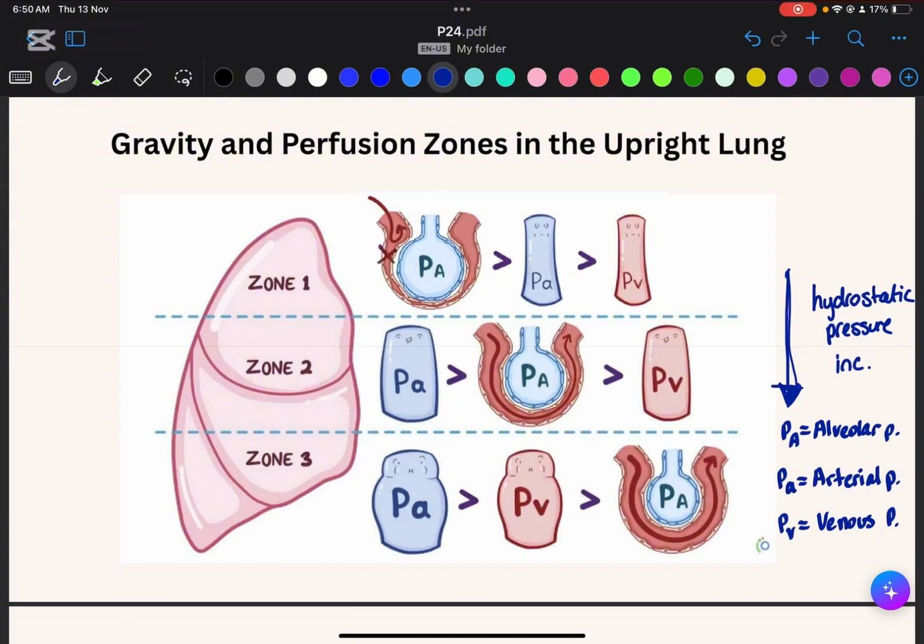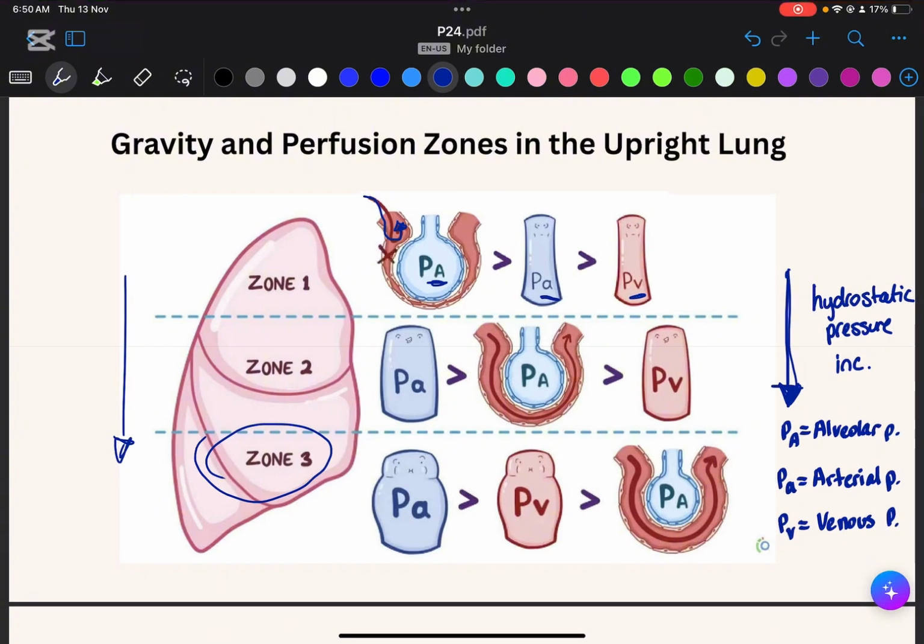Let's start with the alveolar pressure. Because we're at the very top, the alveolar pressure will be a lot more, because all the blood is going down to the third zone of the lung. So there's not much blood here, so the pressure isn't that high, and the alveolar pressure is just exceeding it 100%. It can either stop flow, or there's very minimal flow. So you see alveolar pressure is greater than arterial and venous. Now in the second zone, we have the arterial pressure greater than the alveolar pressure and the venous pressure.